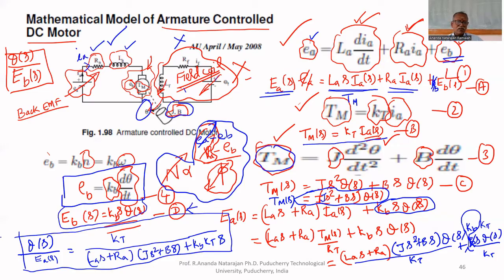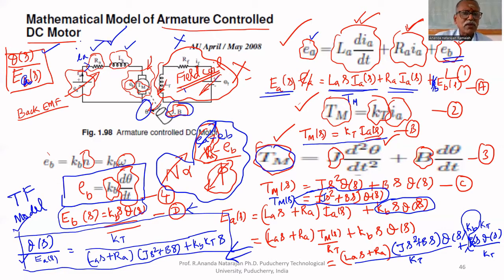So we find theta of s upon Ea of s. Why do we have to find this? Because theta is the output and the applied voltage is Ea of s. From this relation, Kt becomes the numerator, and we can write Kt upon (La s plus Ra) multiplied by (J s squared plus B s) plus Kb Kt s. That's all. This is the transfer function model of the armature controlled DC motor.